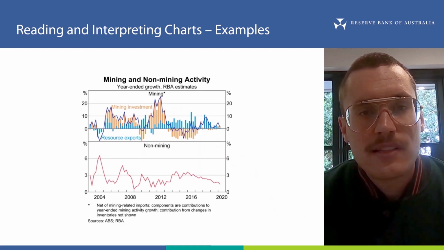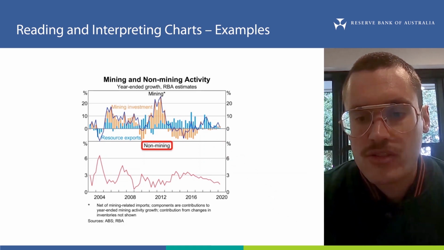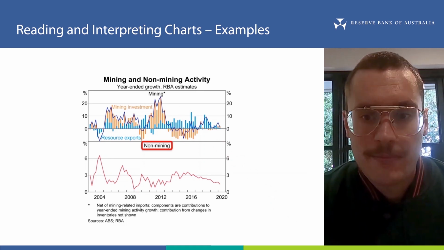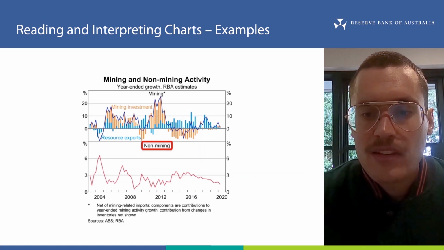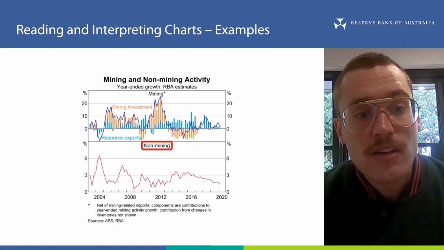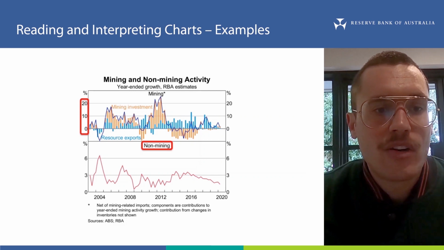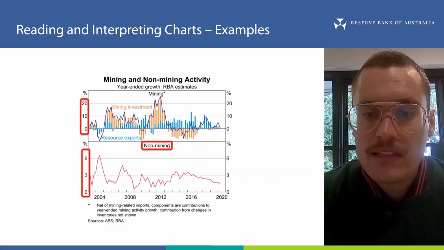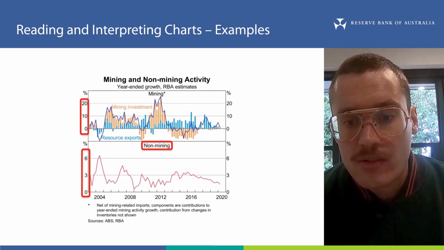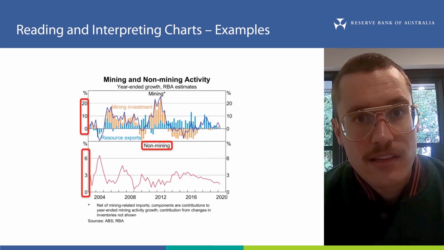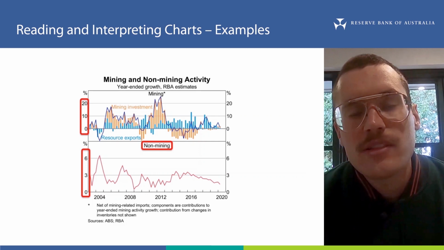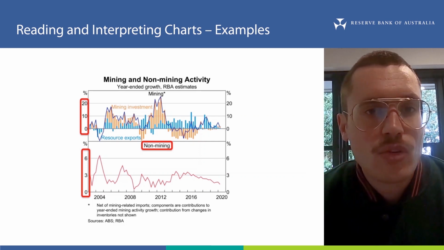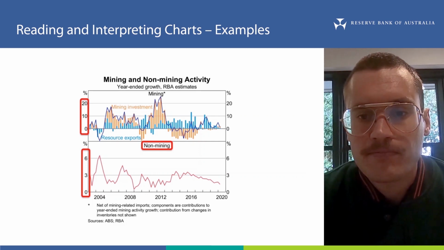Now the bottom panel is labelled non-mining, and it shows growth in the non-mining sector. If you notice the range on the y-axis, the scale and increments are much larger on the mining panel compared to the non-mining panel. This is one area where you always want to exercise caution. At first glance, the series look quite similar, but once you take the different scales into account, the story changes completely.